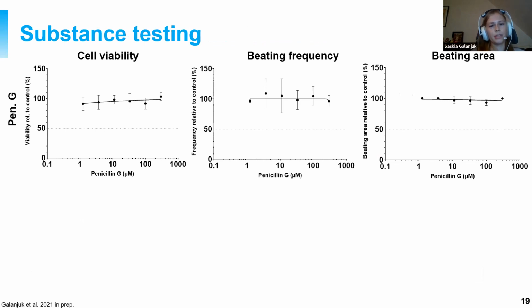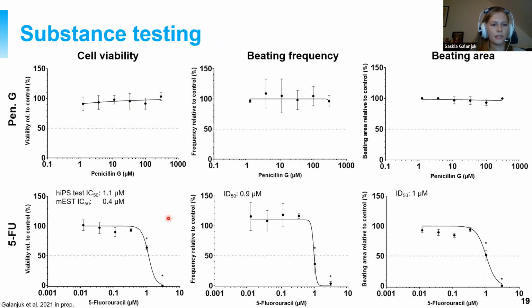So according to the mouse EST, we tested penicillin G as a negative control and 5-FU as a positive control. Penicillin G has no effect on cell viability, beating frequency, or beating area. 5-FU is a drug used for the treatment of cancer and is a known embryotoxic substance inhibiting proliferation. So 5-FU significantly reduces cell viability at 1 micromolar, which is accompanied by a reduction of the beating frequency and beating area as well.